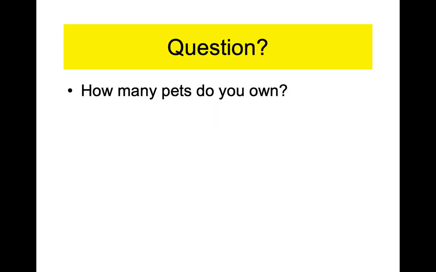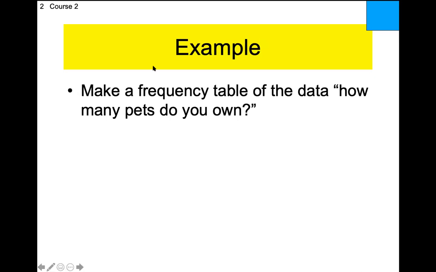All right, so this is when I have a classroom of 30 kids, I'll ask every single kid, how many pets do you own? And then we make a frequency table. I know we only have 5 people here. So here's what a frequency table looks like. Well, it's a table, right? So you're going to have rows and columns.